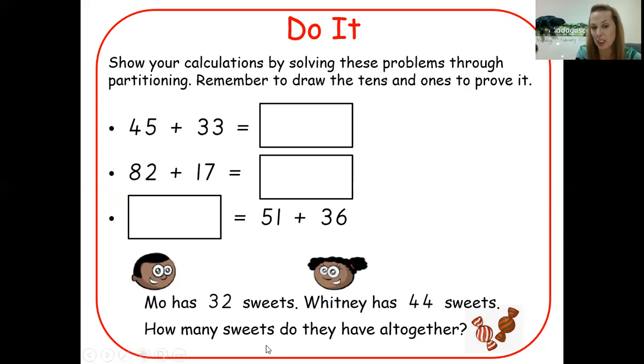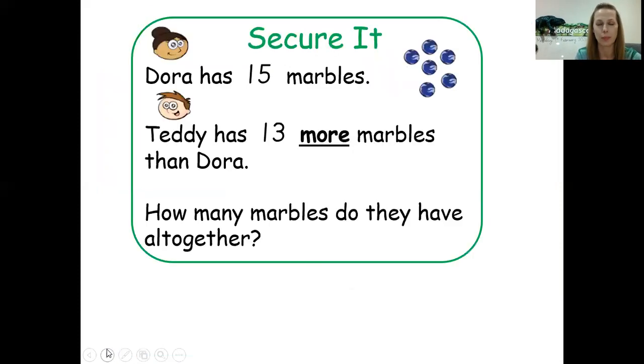But this time you need to write the number sentence because you haven't been given it. Okay? Right. So I'm sure you'll be fine with that because you've done all the practicing. Now this secure looks like exactly the same sort of word problem that we just did, but actually it's a 2-step problem. So it's a bit trickier. Okay? I'm going to give you a little bit of a heads up.